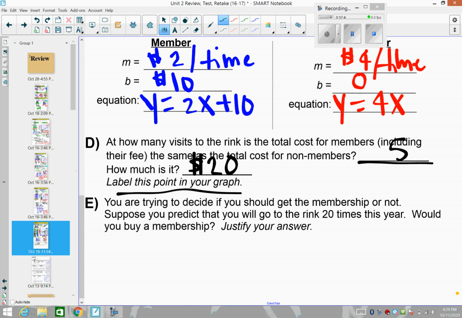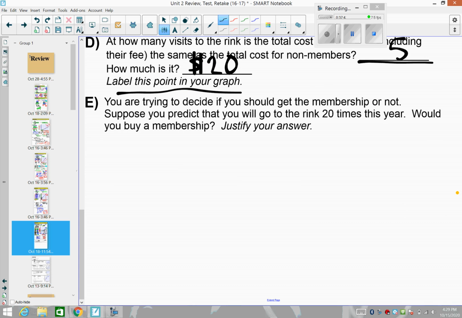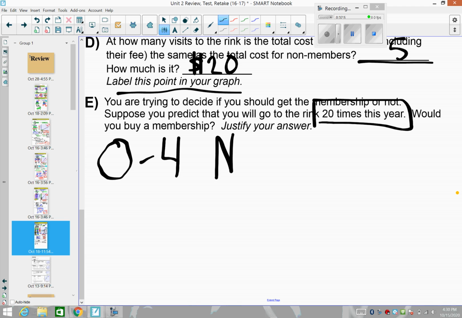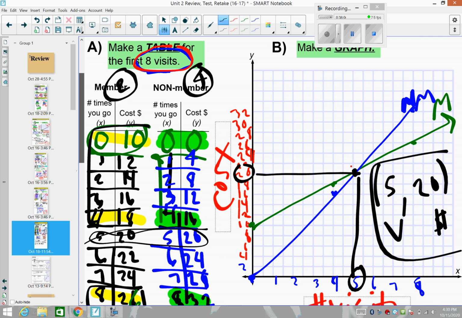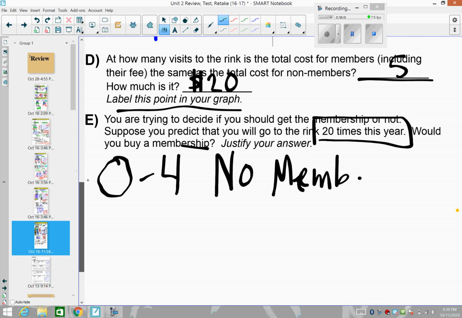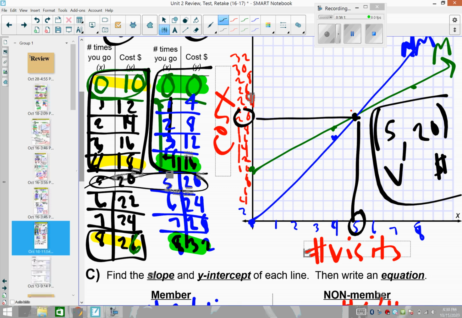I did that. And then finally, you're trying to decide if you should get a membership or not. Suppose you predict that you will go to the rink 20 times this year. Should you get a membership? Well, here's what I would say. If you're going to go from 0 to 4 times, you should not get a membership based on what our table and our graph says. Actually, I misspoke. 0 to 4, non-members actually pay less.